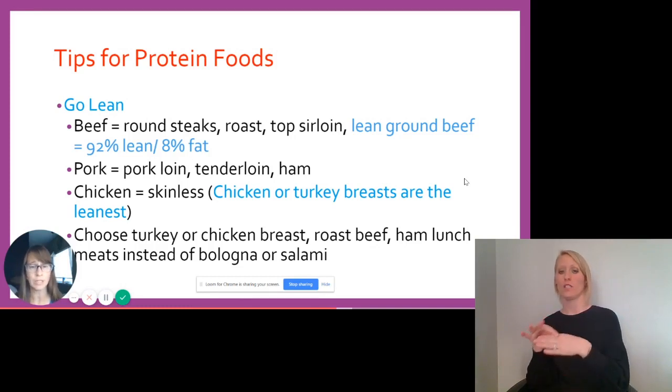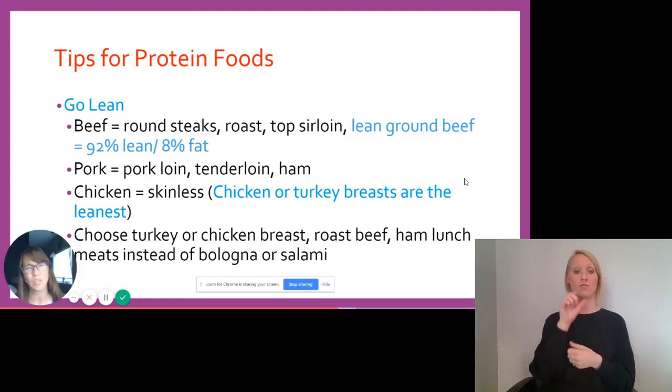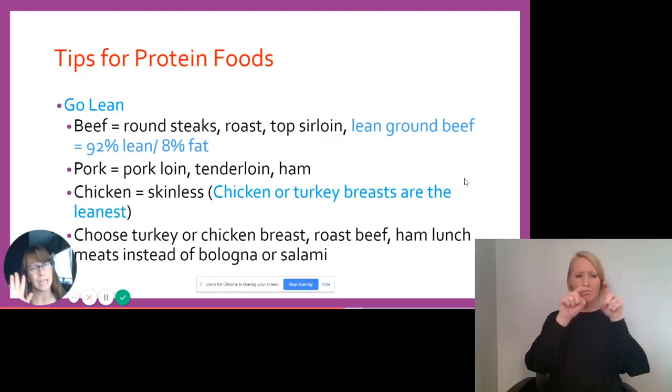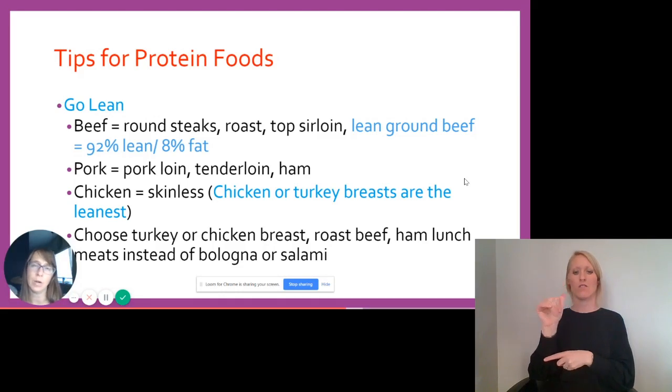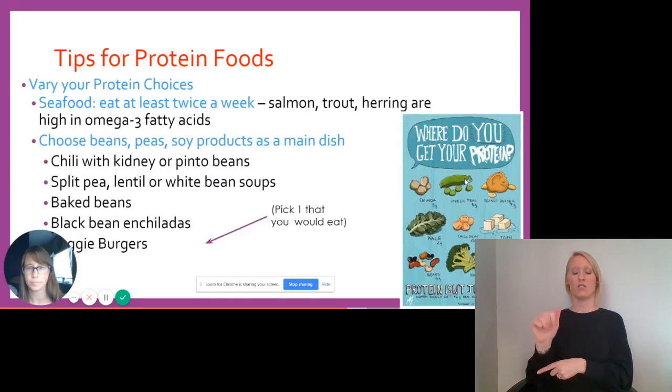Choose turkey or chicken breast when making a sandwich. Roast beef and ham, those are all better than bologna or salami. If you ever look at a slice of salami, you'll see the little white dots. Those little white dots are basically little globules of fat, right? So you can visibly see the fat in a salami, where in the chicken breast it's much neater.